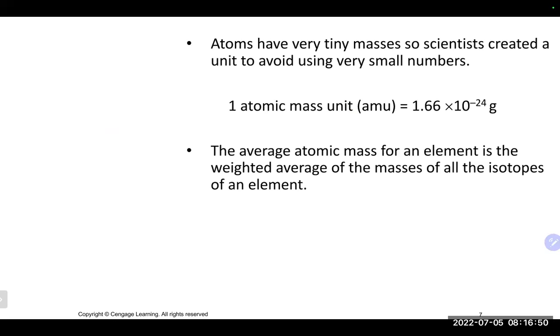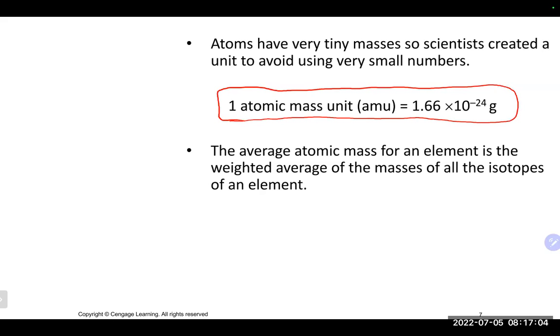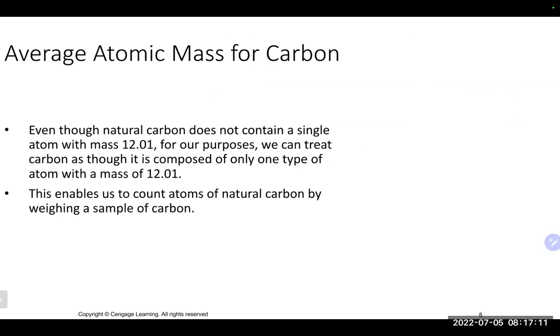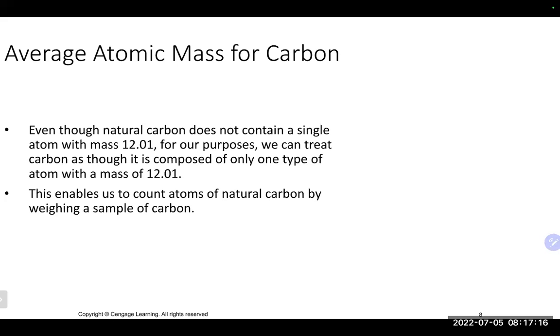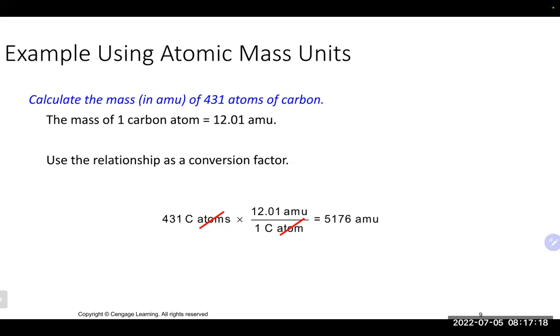Atoms have very tiny masses, obviously, and so they create units to avoid very small numbers. So this is the relationship, in case you're ever curious, between an atomic mass unit and a gram. 1 AMU is equal to 1.66 times 10 to the minus 24 grams. As we talked about, we don't very often in chemistry use AMU and stuff like that, but we still can.